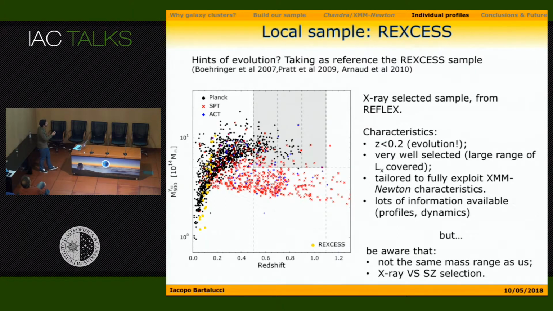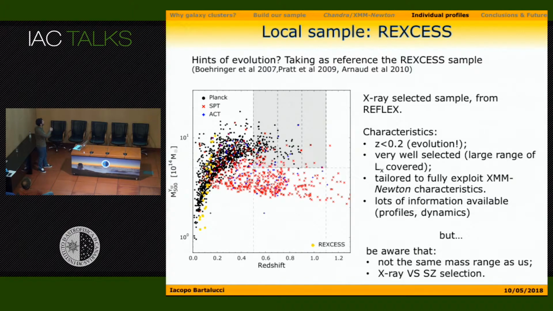Now, the characteristic of this sample is that it's at redshift lower than 0.2, so it's easy to do evolution by comparing proper clusters with REXCESS. It is very well selected, and also it is tailored to fully exploit XMM-Newton characteristics. So the analysis of this sample is very well done and very detailed, and we have a lot of information available.